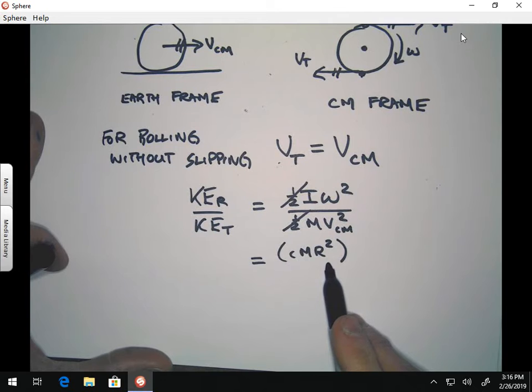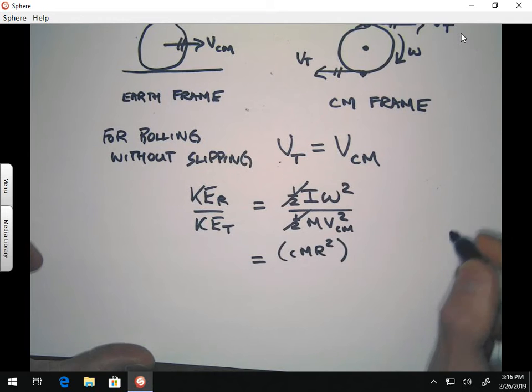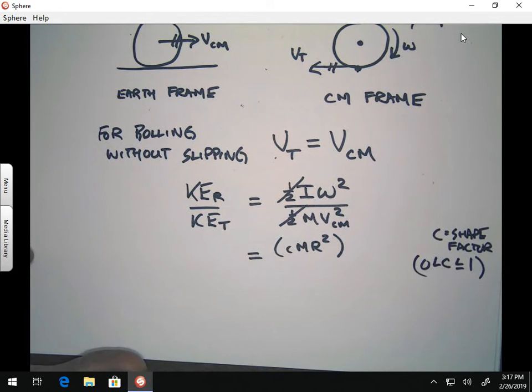And again, C is the shape factor. So we can have a shape factor. I'll put this on the side. Remember, that's the thing you usually have to look up. C is greater than 0 and less than or equal to 1. So we've got to remember that.